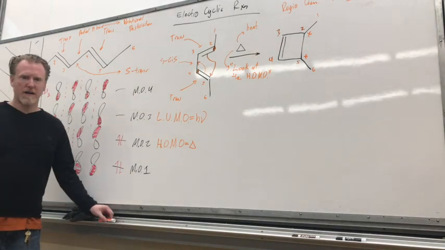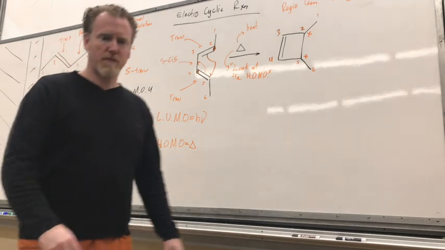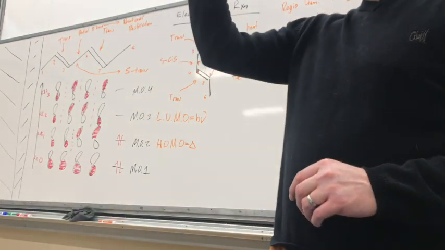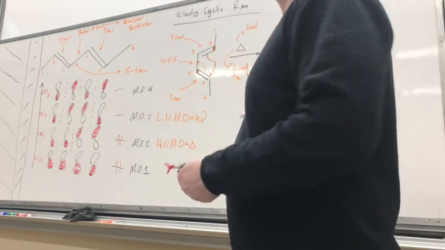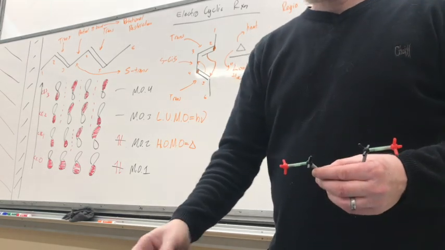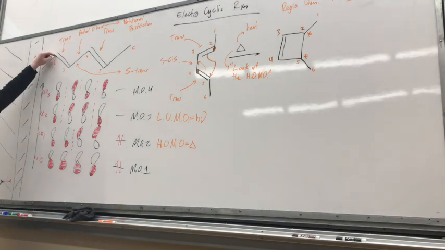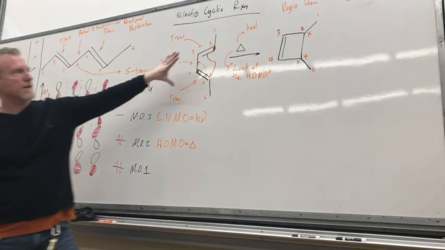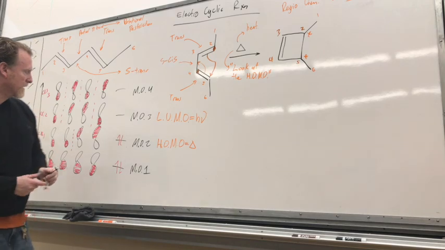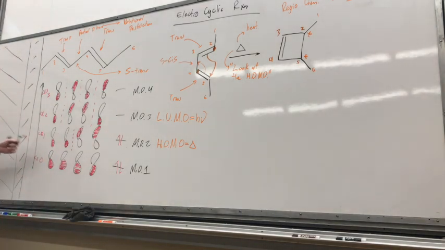Okay, so what is that talking about? I'm going to do it with a molecular model first, and then we'll do it on the board together too. But watch me with this one. What you need to focus on is your carbon 2 and carbon 5, the ones that are coming together. For the highest occupied molecular orbital, are carbon 2 and 5 in phase or out of phase?